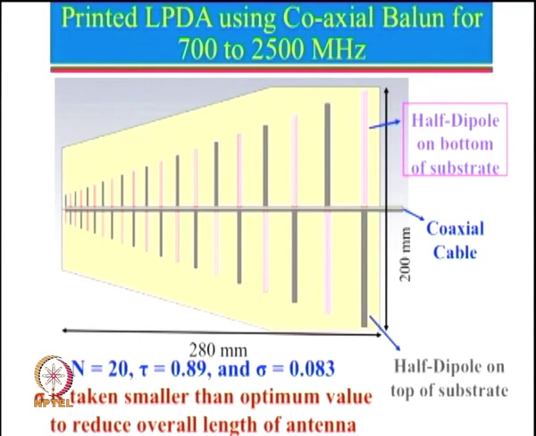So, epsilon r is 4.4, tan delta is 0.02. With this particular design, number of elements came out to be 20, because we had to cover the band right from 700 to 2500 megahertz. You can see one disadvantage: if you do not take the optimum, tau becomes larger. Had we taken the optimum value, then tau would have been relatively smaller. And if tau is small, number of elements would have reduced.